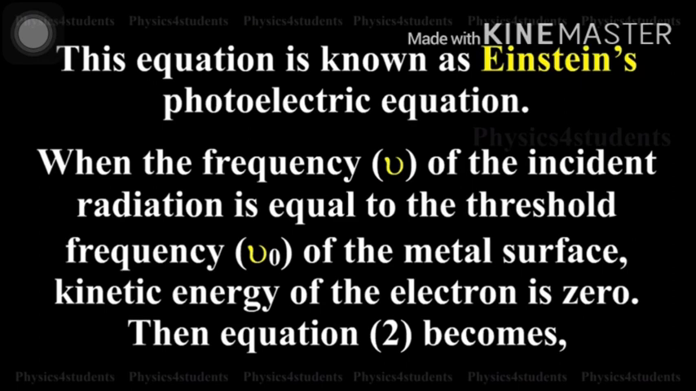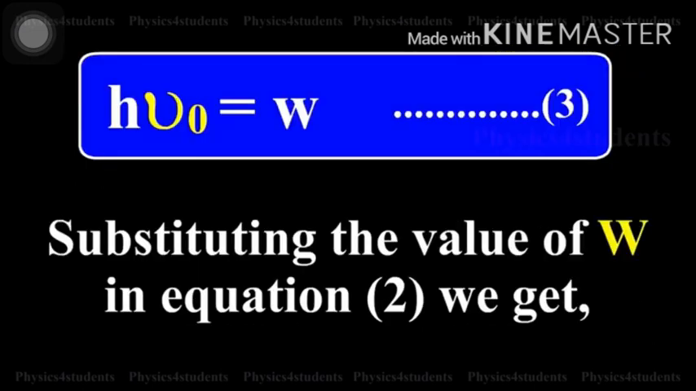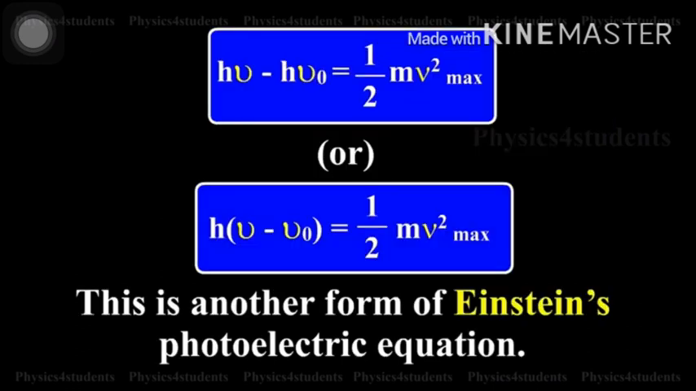When the frequency of the incident radiation is equal to the threshold frequency, that is nu naught of the metal surface, kinetic energy of the electron becomes 0, and then the equation 2 becomes h nu naught is equal to work function. Substituting the value of work function in equation 2, we get the above equation that is shown on the screen. Both the equations shown on the screen are another forms of Einstein's photoelectric equations. In numericals, we can use both these equations.